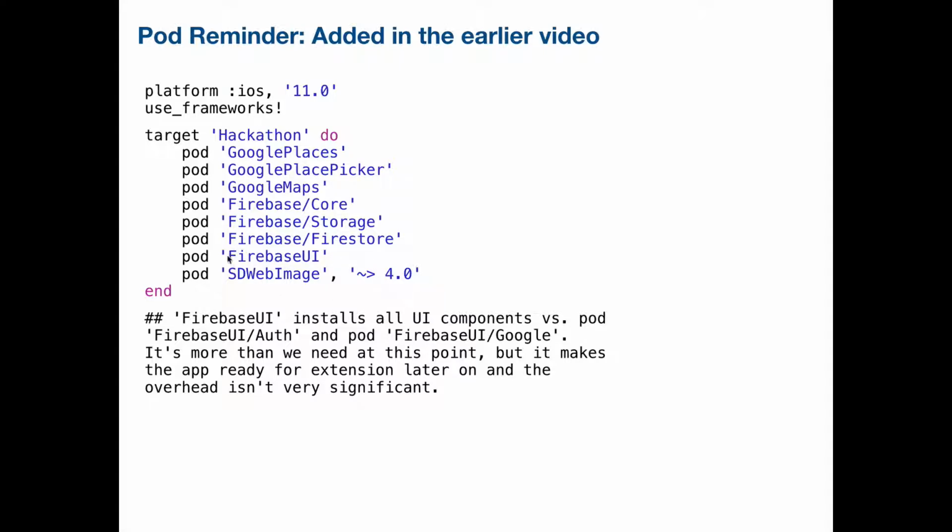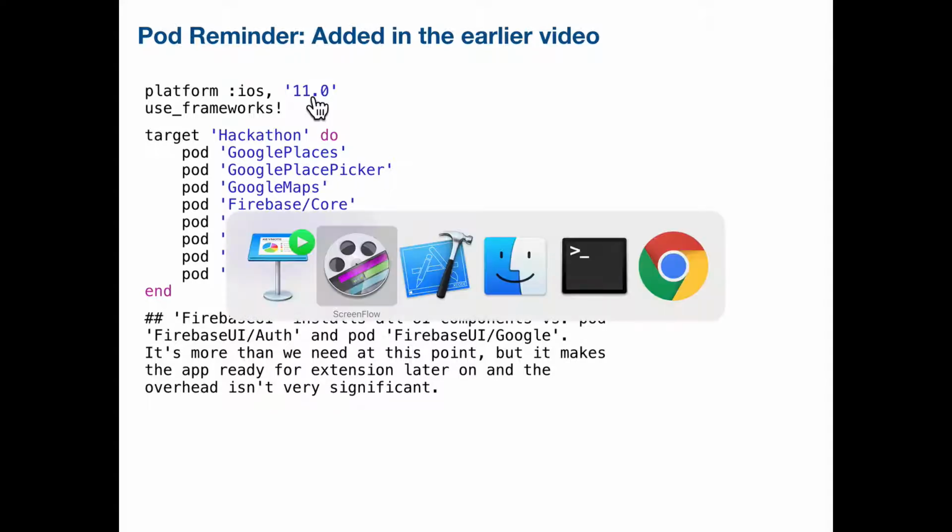So for example, when I started working with this product, it used to be called Firebase Auth UI. Now it's just Firebase UI. So it's not a bad idea, but it doesn't look like anything other than SD Web Image has a version number in there. So that's great. You'll also notice that my iOS platform is set to be 11. So this wouldn't work on any device that didn't have at least iOS 11 installed on it.